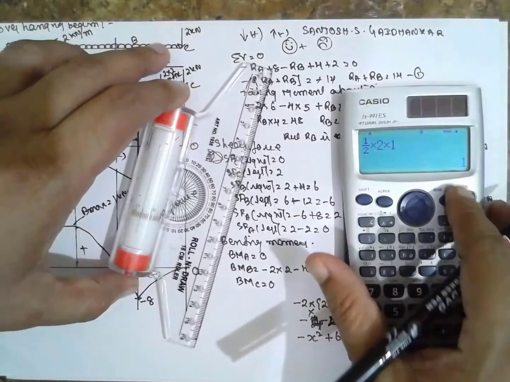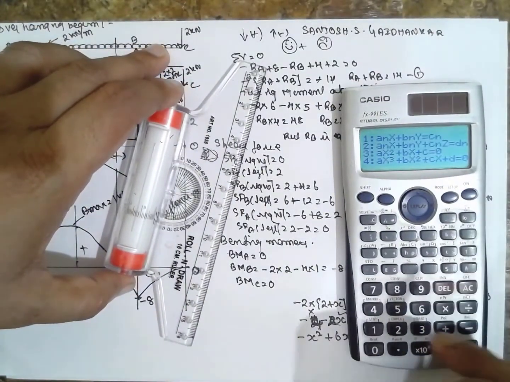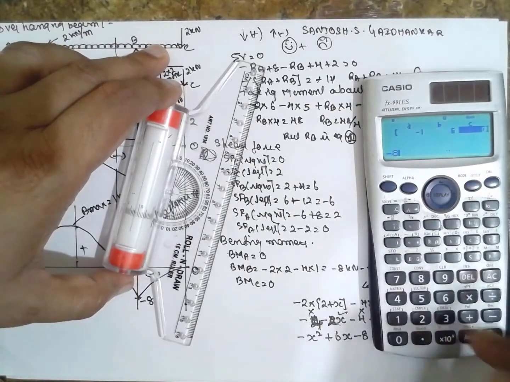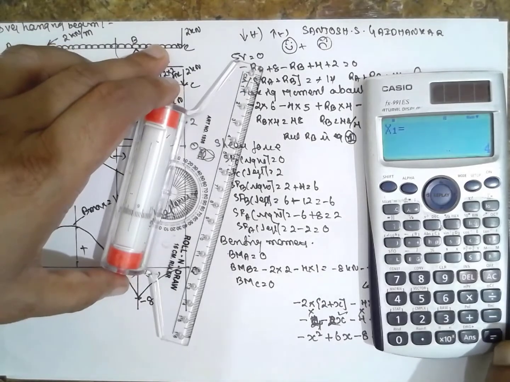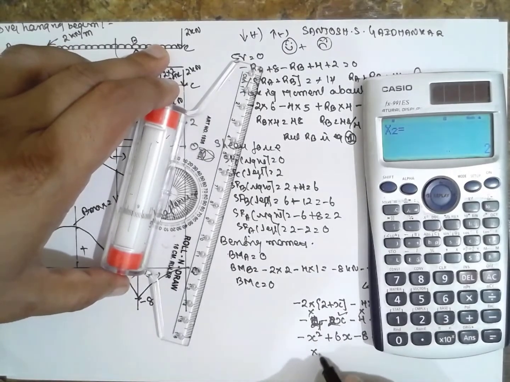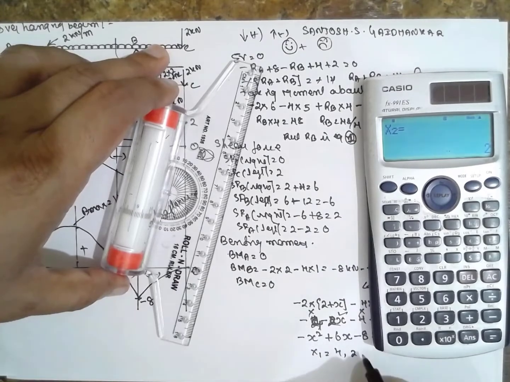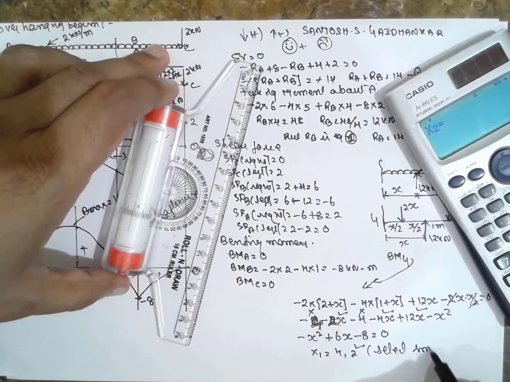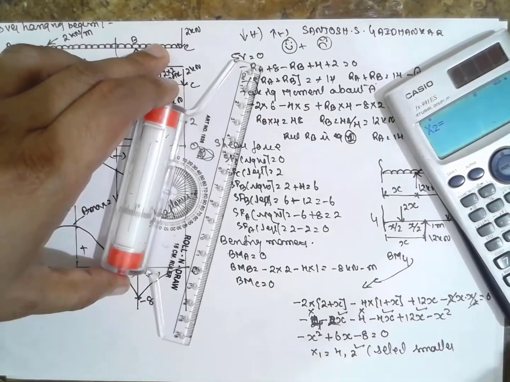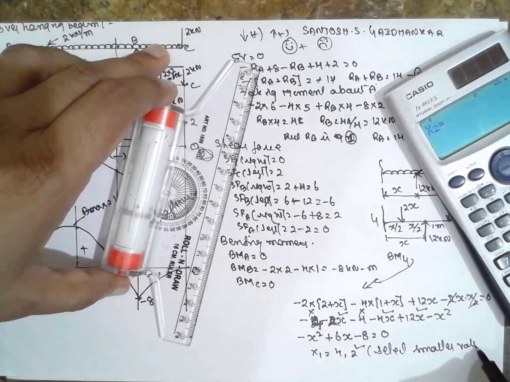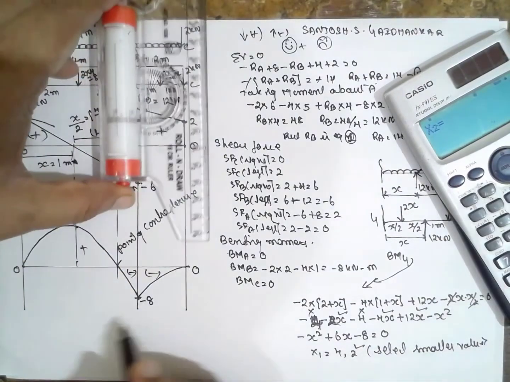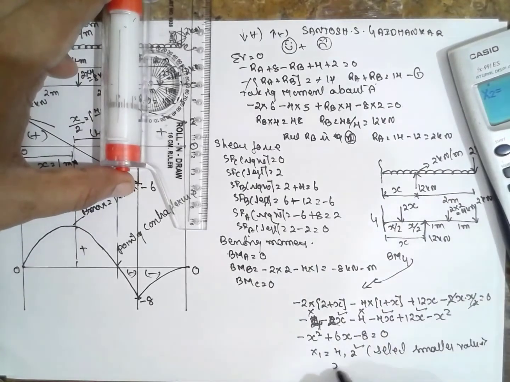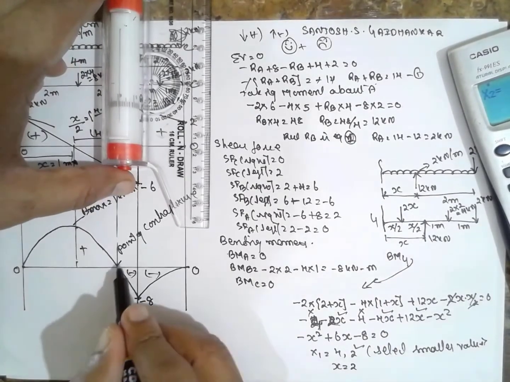Now go for equation 3: minus 1, 6, minus 8, 4 and 2. There are two values, 4 and 2. Select 2. Select the smaller value. If it is negative, you have to consider the positive value, the smaller value. Now the value of this part, the x value, will be 2.